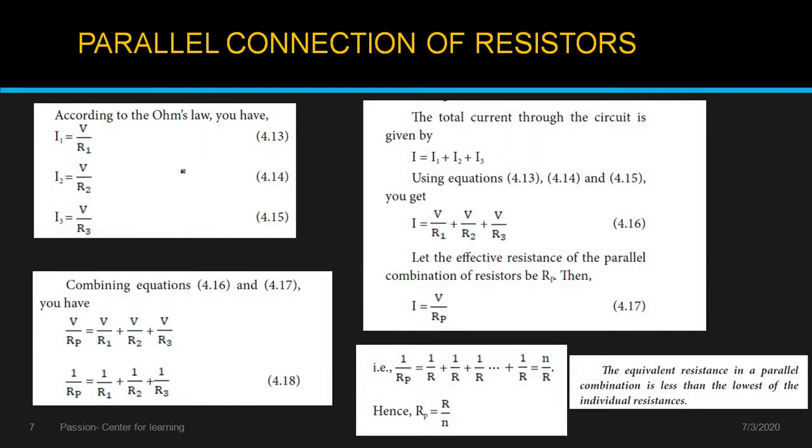So there we wrote V is equal to IR. Here we need the I. So V by R1, V by R2, and V by R3. There V is equal to IR. Here I is equal to V by R1, V by R2, V by R3, because we are going to go for the summation of parallel resistance.